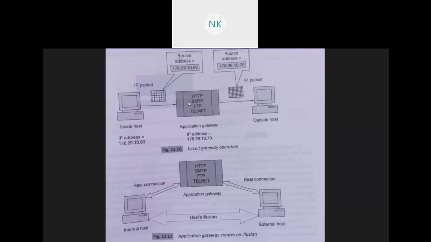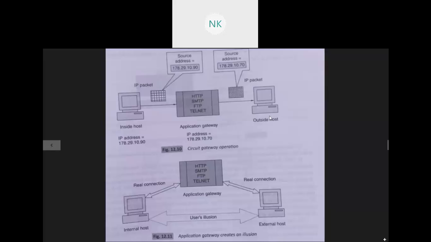As I just told you, there are different types of application gateway, like the circuit gateway, which contains some additional functions or features as compared to this application gateway. Now, what are the features of the application gateway? What does the application gateway do, or the circuit gateway?